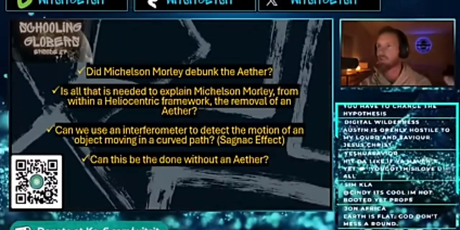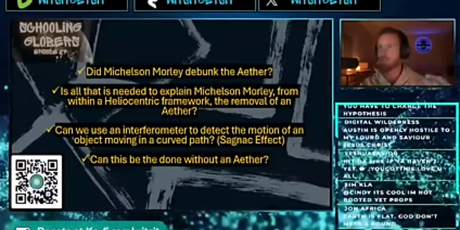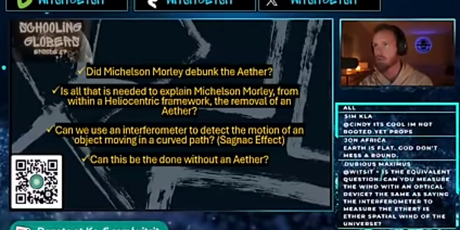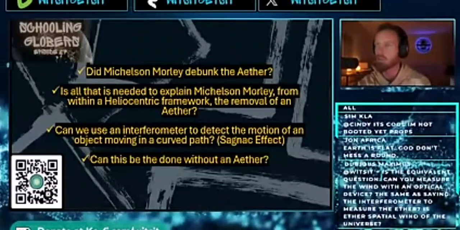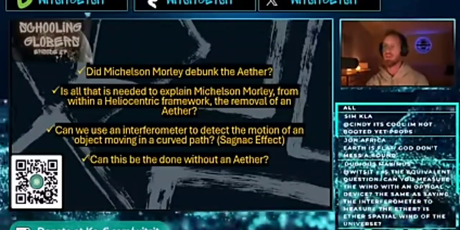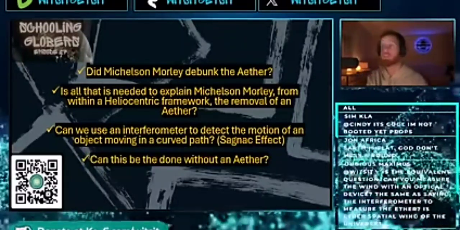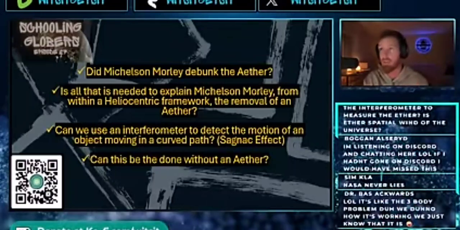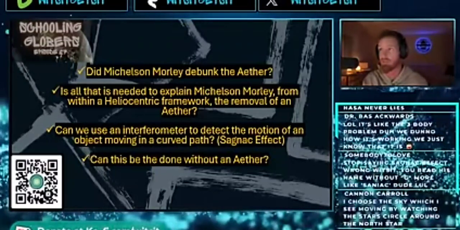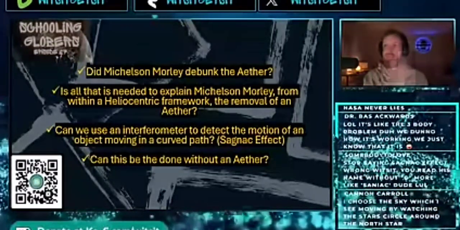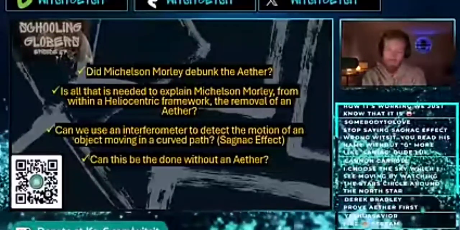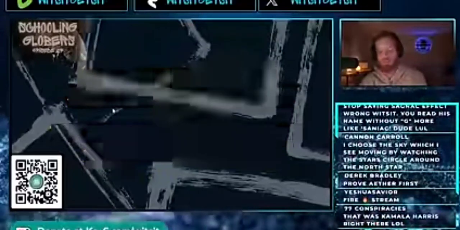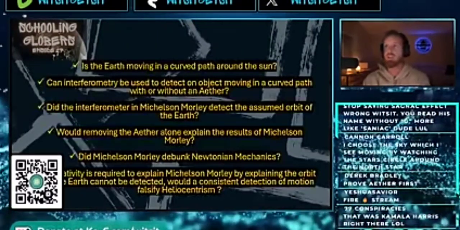You would say, yes, of course. Because from my paradigm, the ether was debunked, right? There is no ether. Of course, it's going to be done because it's done every day. It's done all the time. Okay, so an interferometer can detect the motion of an object in a curved path without an ether. It doesn't matter if with or without an ether, the interferometer can detect that object moving in a curved path. Okay. Let's move to the next page.